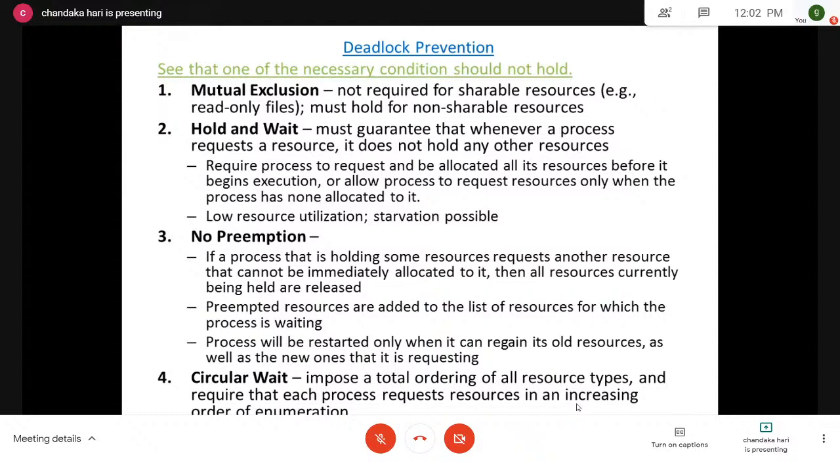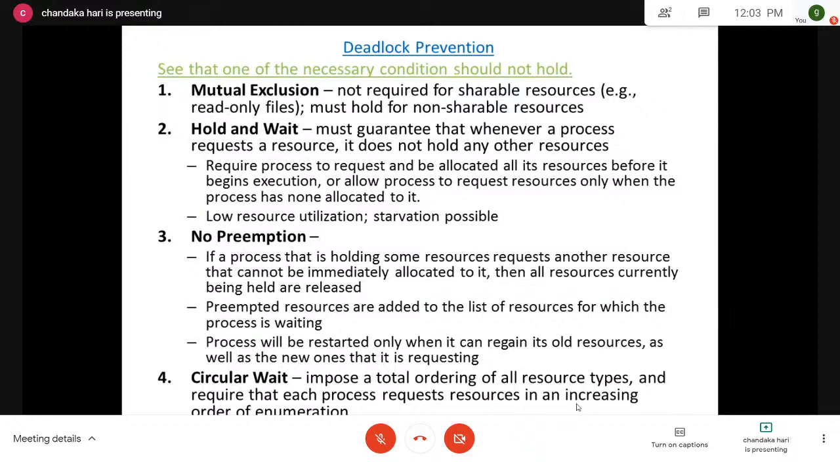Coming to the second one, hold and wait. What is hold and wait? Already I told that if any process is holding some set of resources and waiting for resources held by some other process, and similarly that process is also holding some set of resources and waiting for the resource held by this process, then both processes are not allowed to continue execution. This particular situation is called deadlock.